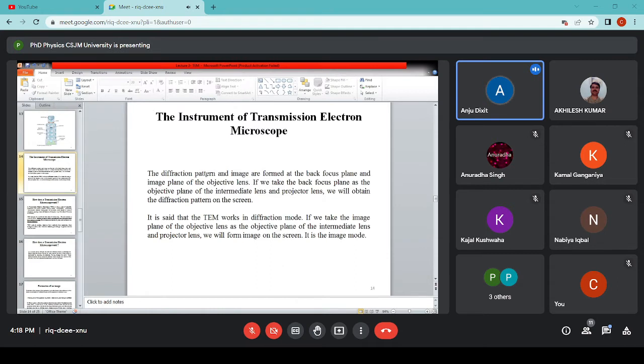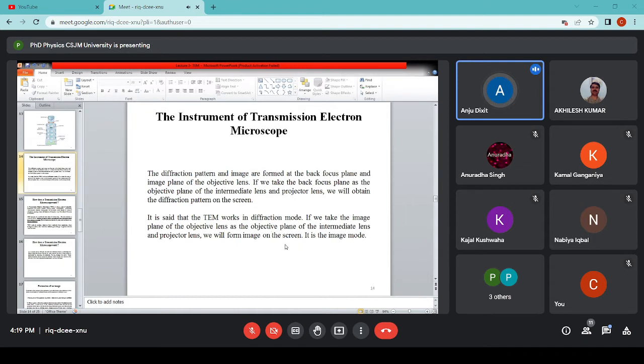I'm going to discuss how it works and which signals are produced. The diffraction pattern, that is DP, and the image are formed at the back focal plane and image plane of the objective lens. If we take the back focal plane as the object plane of the intermediate lens and projector lens, we will obtain the diffraction pattern on the screen. It is said that the TEM works in diffraction mode. If we take the image plane of the objective lens as the object plane of the intermediate lens and projector lens, we will form the image on the screen. It is the image mode.